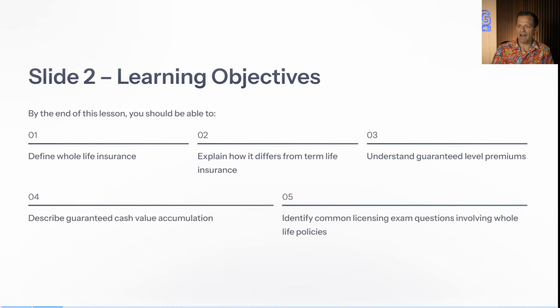So let's learn about whole life insurance. What are we going to learn today? We're going to first learn what whole life insurance is. If you don't know it, no problem. That's why you're here. We're also going to learn how it differs from term life insurance. You may have already reviewed that training. We're going to, of course, cover how it works relative to term. Understand guaranteed level premiums, a very important aspect of whole life. Describe guaranteed cash value accumulation, another very important component of whole life insurance. And lastly, identify common licensing exam questions involving whole life policies. We want you to pass that exam. That's the main thing here today, and that's what we're going to focus on.